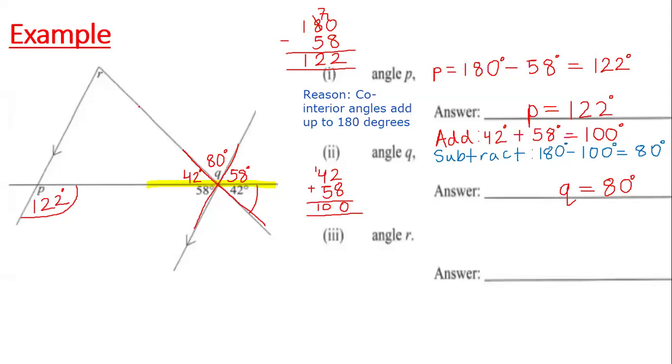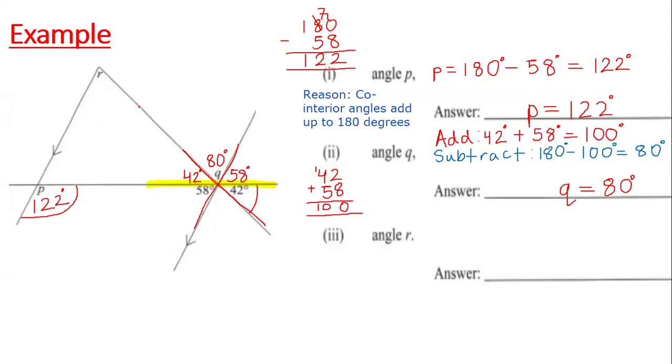I think I agree. Say it again, Aiden. 58 and the missing angle, or alternate angles. I think I know how to get it. Go ahead, Samaya.